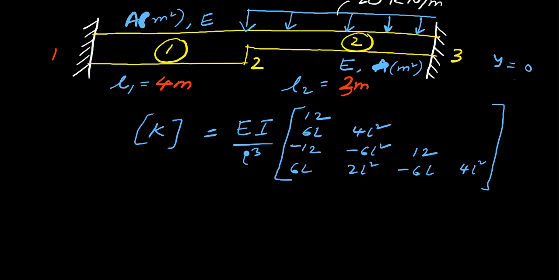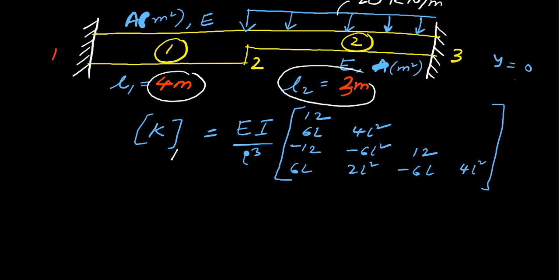Okay, now we have to substitute the values of E, I and L. As I told you, the material property Young's modulus is given as E, and moment of inertia will be I. Length for element 1, when you are taking K1, will be 4 meter. When you are considering K2, it will be 3 meter. For L1 it is 4 meter, and for L2 it is 3 meter.